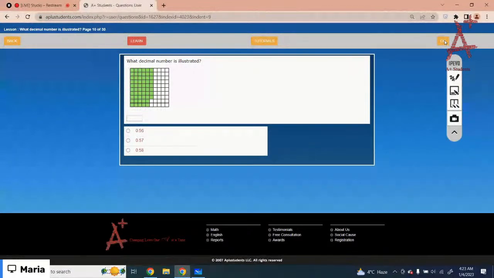Okay, decimal number, which is the correct option? 0.28, yes, that would be the correct option. Click on the OK button. Okay, you can test by yourself.